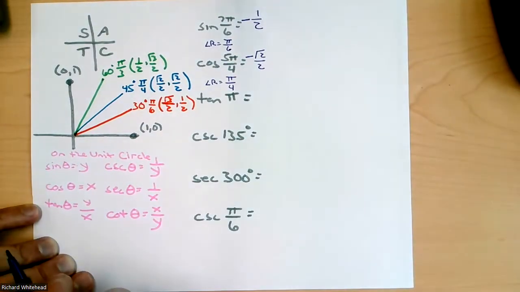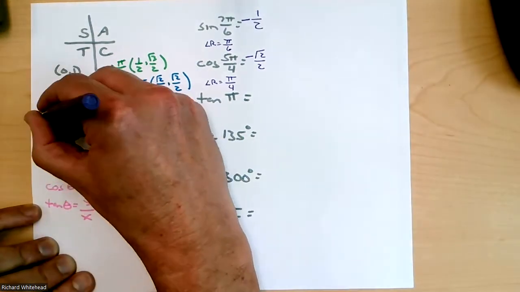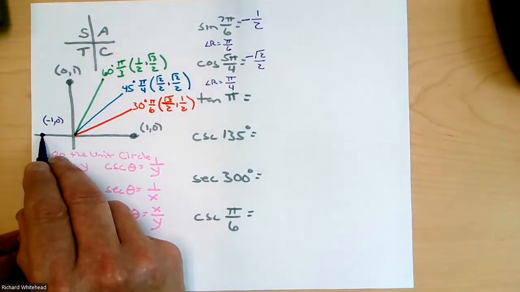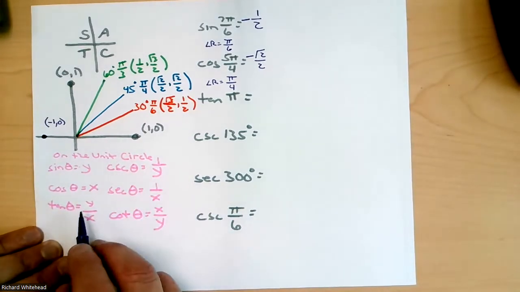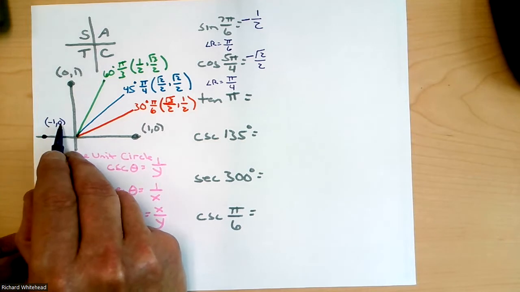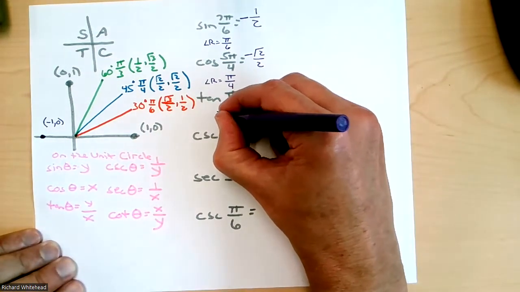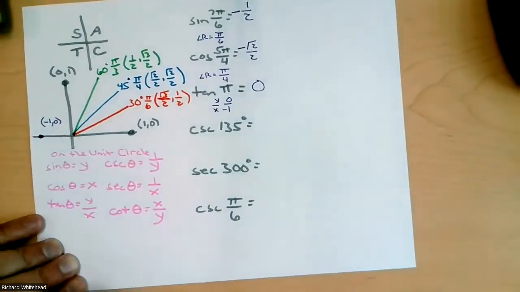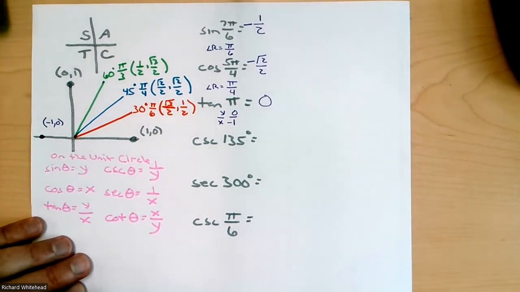Tangent of pi. Uh-oh. Pi is out here, that guy at -1, 0. It's a quadrantal angle. So you're going, no. Well, tangent is y over x. That's easy enough. 0 over -1. I just look at the point, 0 over -1. So that's 0. And it exists. It's not undefined, because we're going to get lots of undefineds as we go through this stuff.